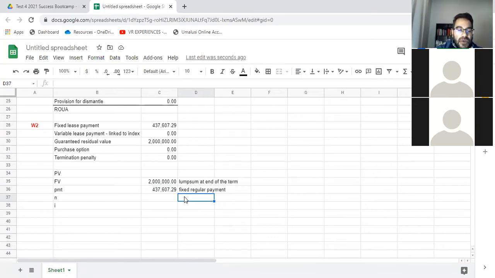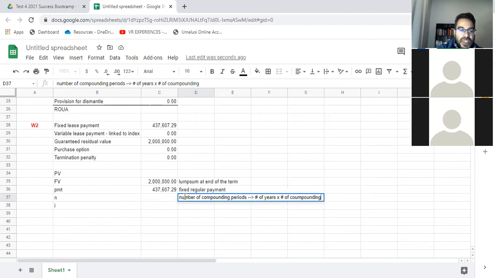N is the number of compounding periods or the number of payment periods. So this here is the number of compounding periods, or you can think of it as payment periods. And that is equal to the following: number of years multiplied by number of compounding periods per year.